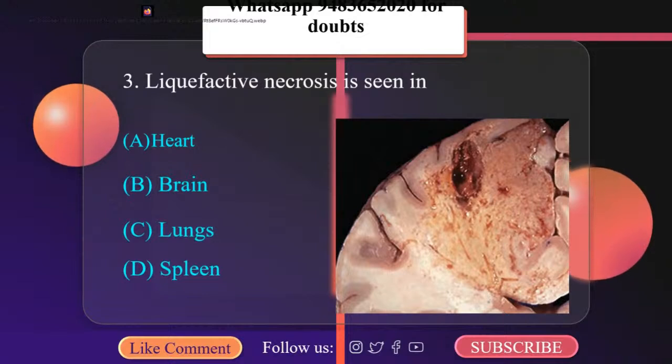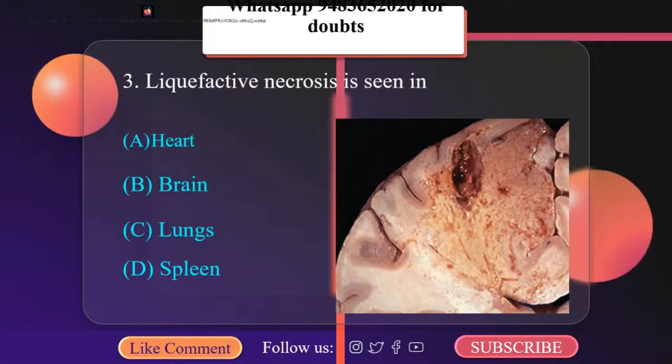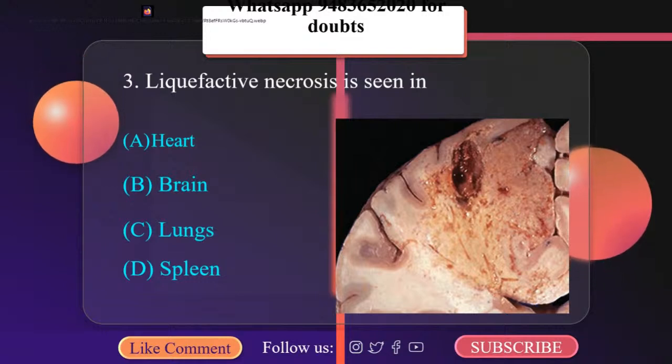Liquefactive necrosis is seen in A. Heart, B. Brain, C. Lung, D. Spleen. Well, of course, it is seen in the brain.